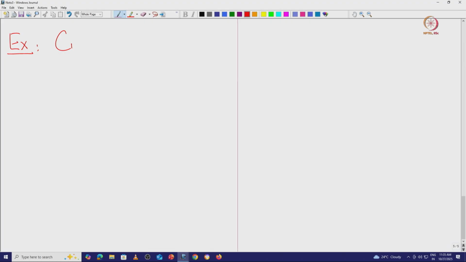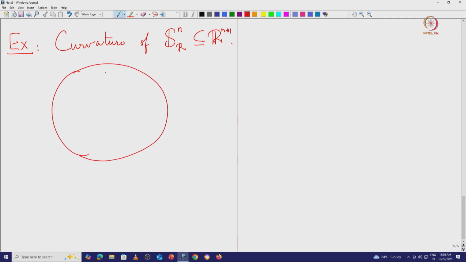So let us calculate the curvature of the n dimensional sphere of radius r sitting inside R^(n+1), with the induced metric. So just to draw a picture, this is a picture of a sphere, let us say of radius r. Now I want to use the Gauss-Codazzi equation to calculate this. So the first point is we need to make a choice of the normal vector. So I'm going to take the inner normal vector.